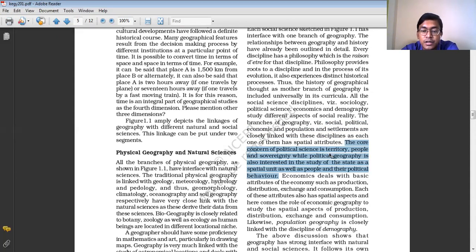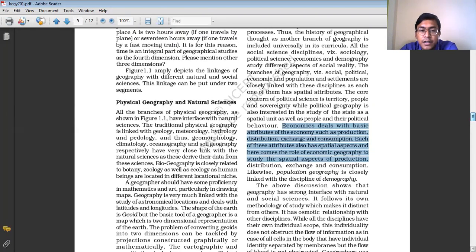Economics deals with basic attributes of economy such as production, distribution, exchange, and consumption, which is a branch of social science. In the same way, economic geography also tries to understand the distribution of resources and the factors responsible for the location of industries and all.